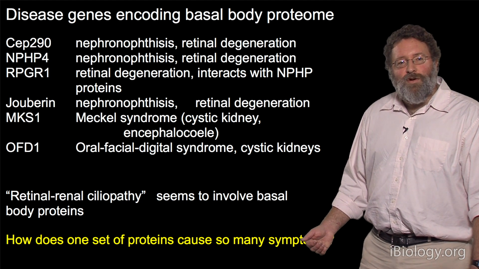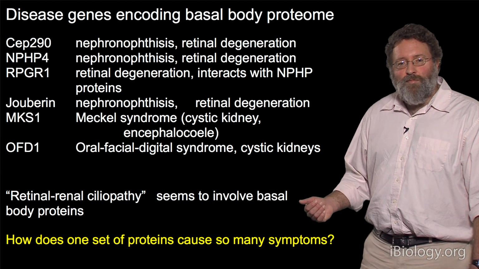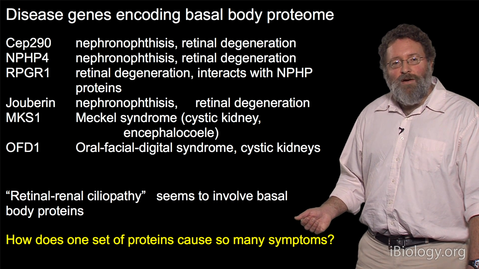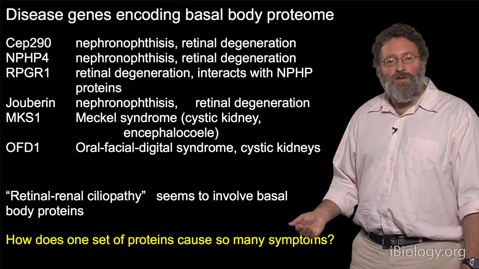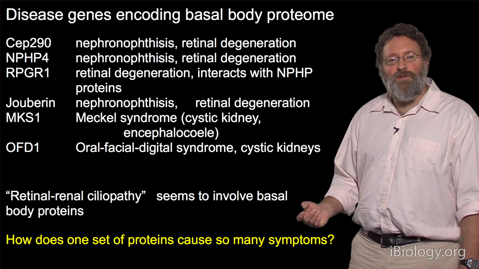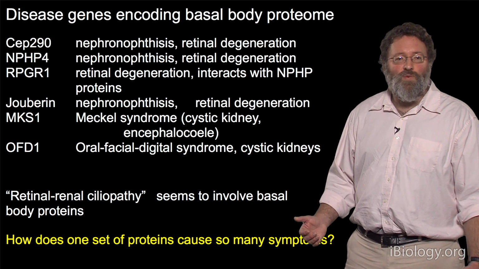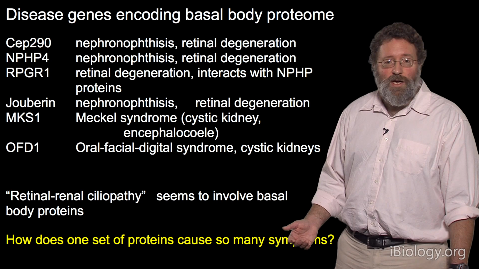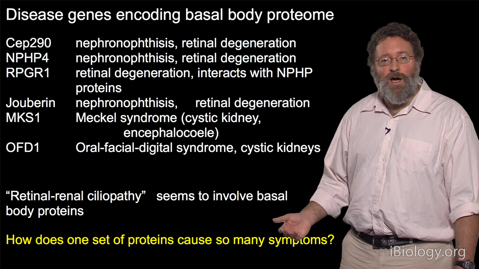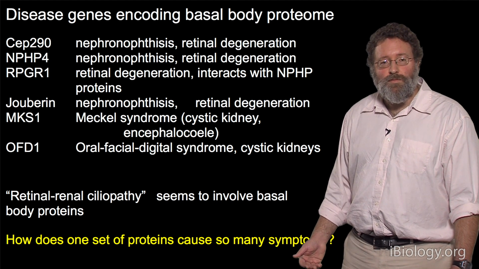And what we see is that a number of these diseases involving basal body proteins seem to have a syndrome called retinal renal ciliopathy. That is, you see this combination of defects in cilia and in the retina. And it raises the question, how does this one set of proteins found on the basal body cause these two kinds of symptoms again and again?